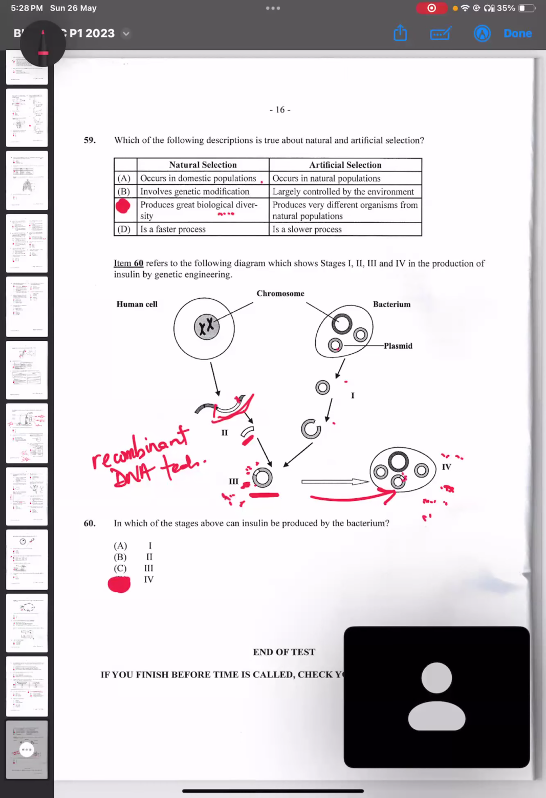This cannot produce by itself. It has to be inside of the bacterium. So D is your answer.